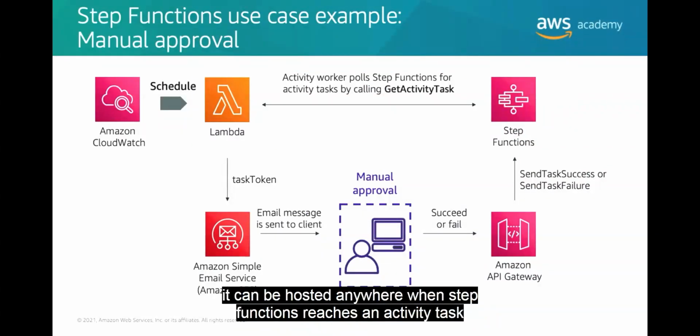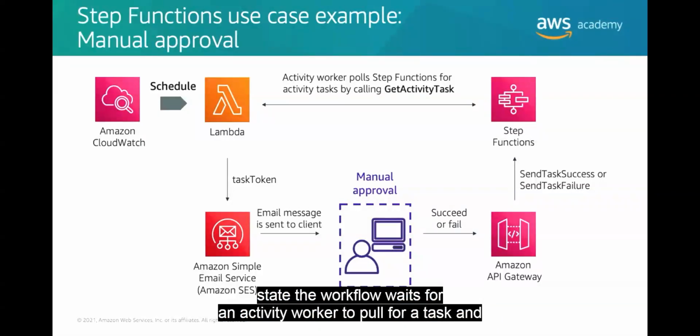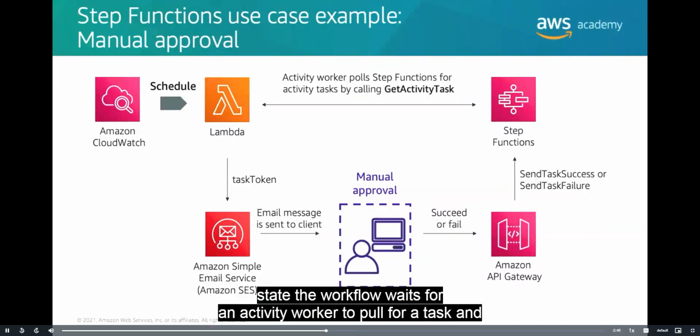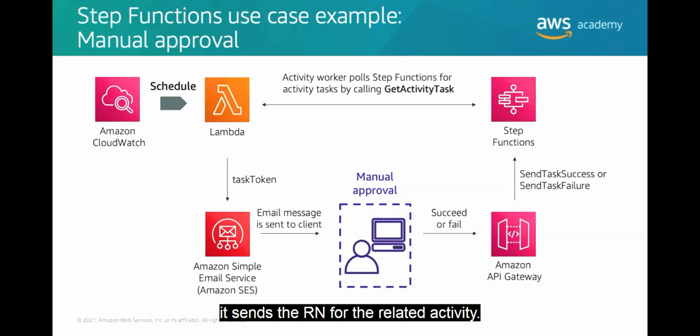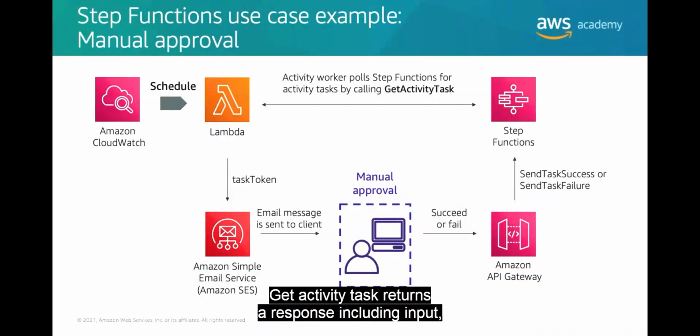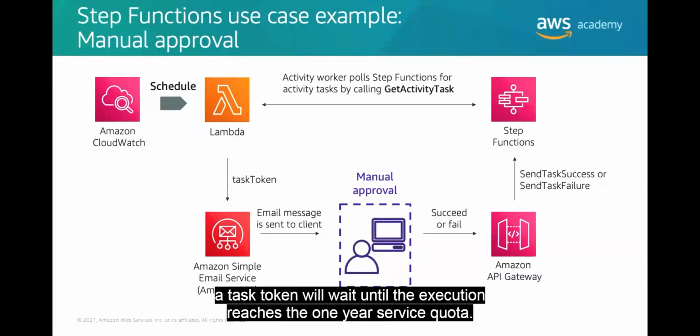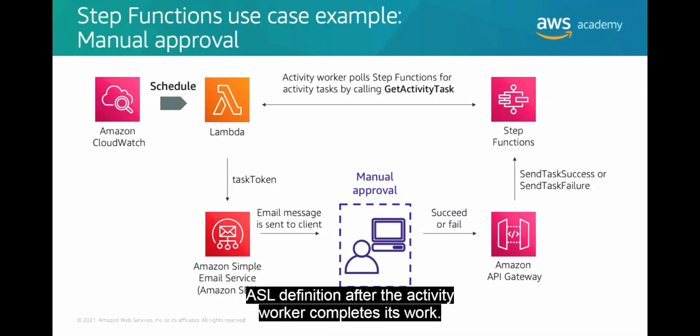When Step Functions reaches an activity task state, the workflow waits for an activity worker to poll for a task. An activity worker polls Step Functions by using the GetActivityTask API action, and it sends the ARN for the related activity. GetActivityTask returns a response, including input, a string of JSON input for the task, and a task token, a unique identifier for the task. A task waiting for a task token will wait until the execution reaches the 1-year service quota. It relies on a heartbeat threshold, which is specified in the state machine's ASL definition.